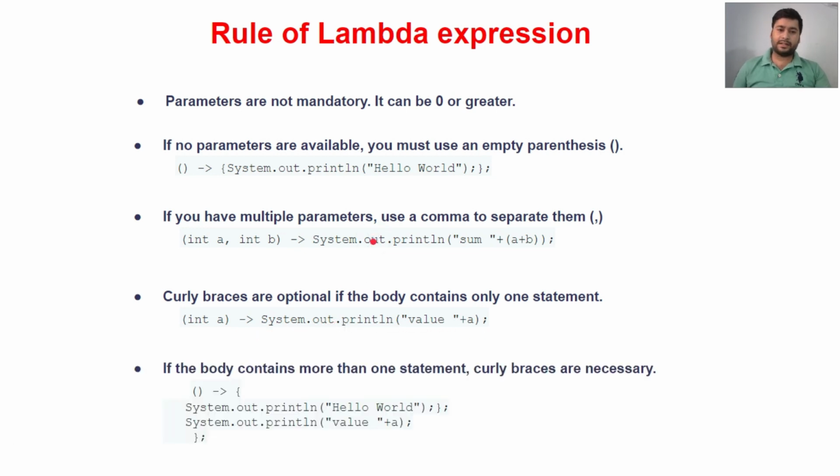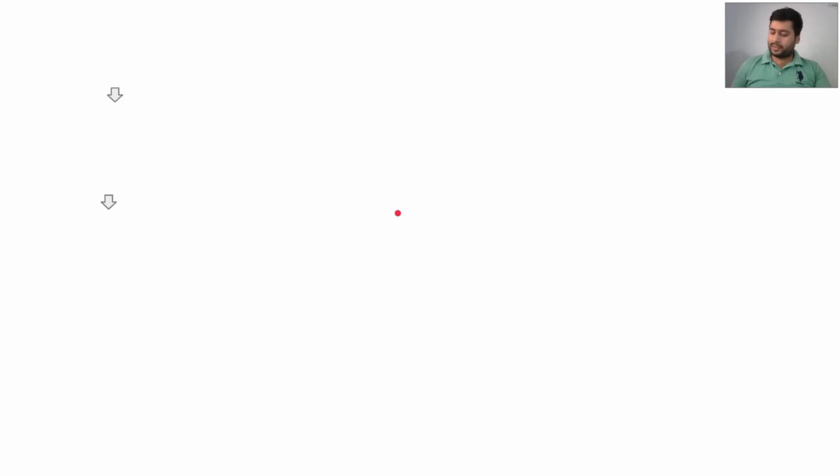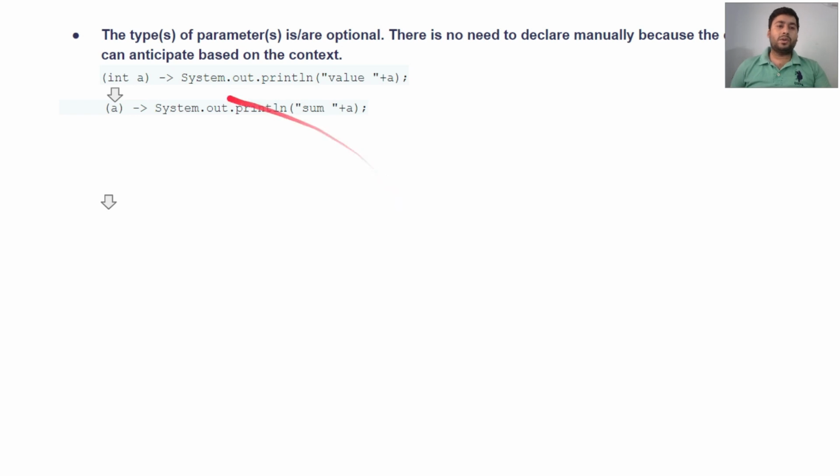If the body contains more than one statement, curly braces are necessary. It means if you have multiple lines of code, then you have to write them inside the curly braces only, and at the end of the curly braces you have to write the semicolon. That is mandatory, you have to understand. Next, the type of the parameters is optional.